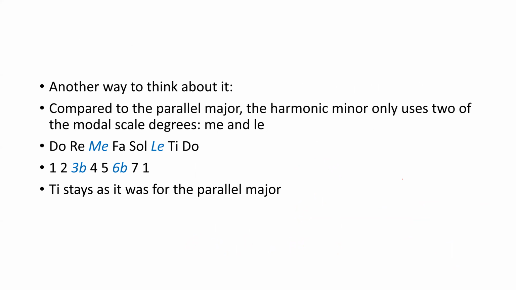Another way to think about the harmonic minor is that when you compare it to the parallel major, the harmonic minor only uses 2 of the modal scale degrees, may and lay. So if you look on the way up, we went do, re, mi, fa, sol, lay, and then T was left as it was in the original major. So another way of visualizing this is to think of 1, 2, flat 3 when compared to the major, 4, 5, flat 6 when compared to the major, and 7 stayed where it was for the major. So T stays as it was for the parallel major.